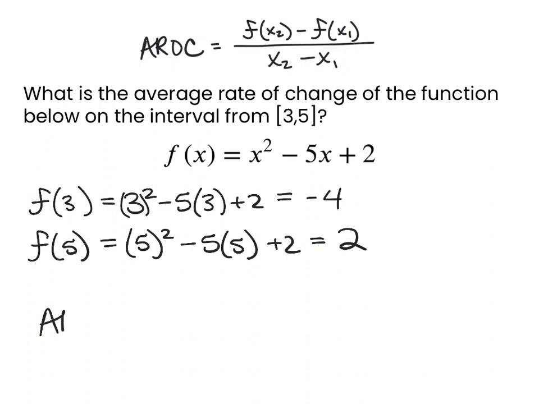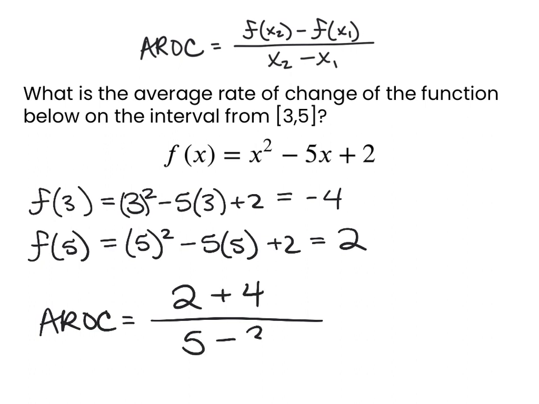Which means that our average rate of change is going to be found when we do 2 minus negative 4 over 5 minus 3. That's easy enough to do in our head. That's 6 divided by 2, which is 3. So our average rate of change is 3. It is just fancy slope, everyone. It is just fancy slope.